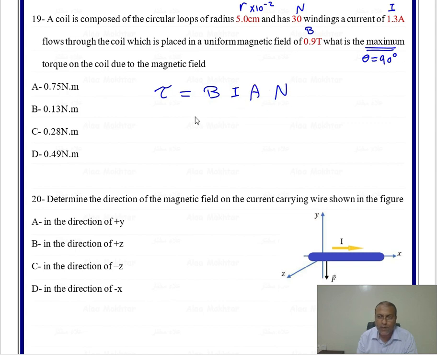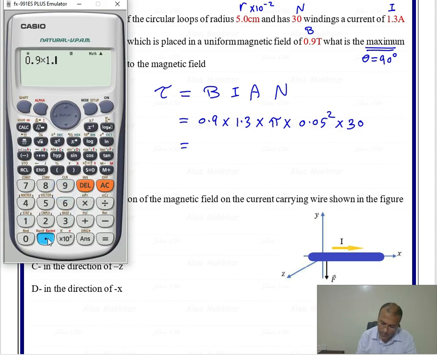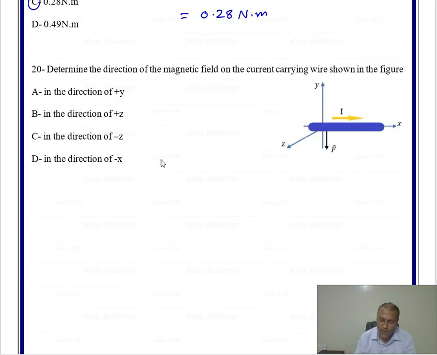A is π r squared, B is 0.9, I is 1.3, A is π r squared, 0.05 squared. Number of turns is 30. 0.9 times 1.3 times π times 0.05 squared times 30, 0.28 Newton meter.